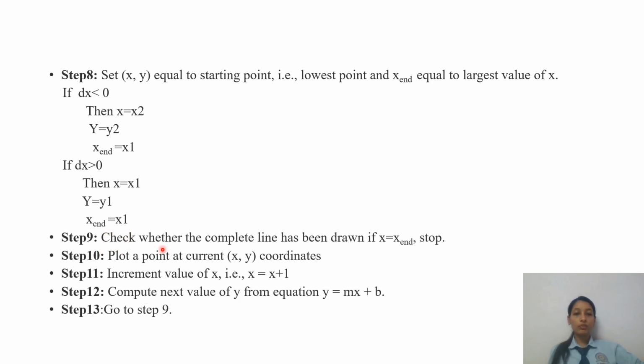Step 9. Check whether the complete line has been drawn. If x equals x end, then stop. Plot the point at the current xy coordinates. Increment the value of x, that is x equals x plus 1. Compute the next value of y from the equation y equals mx plus b. Go to step 9 till we get the endpoint coordinates of the line.